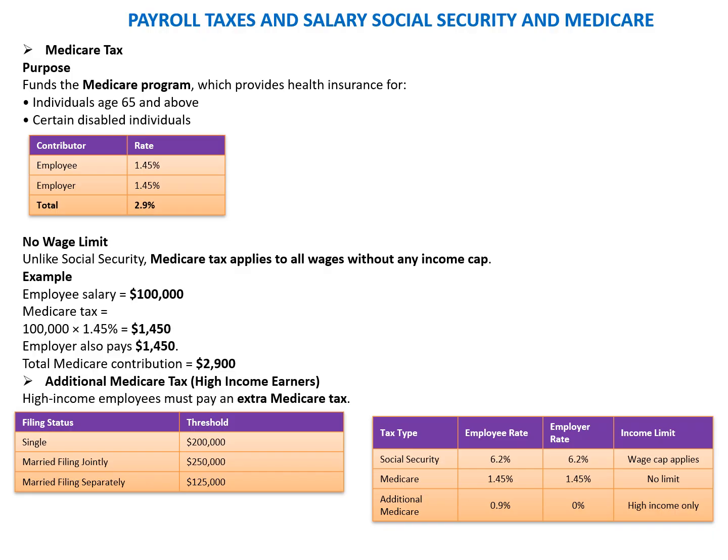Okay, now we'll talk about another type of payroll tax, which is the Medicare tax, and there is no cap applied on the Medicare tax. It funds the Medicare program, which provides health insurance for individuals aged 65 and above, and certain disabled individuals. As for contribution, the employee contributes 1.45%, the employer contributes 1.45%, and the total is 2.9%. So there's no wage limit. Unlike Social Security, Medicare tax applies to all wages without any income cap. If the employee salary is 1 lakh, the Medicare tax is 1,450. The employer also pays 1,450. And then the total Medicare contribution is 2,900.